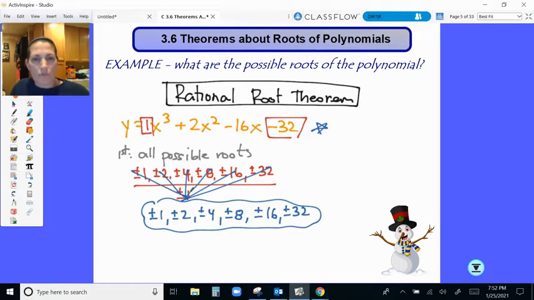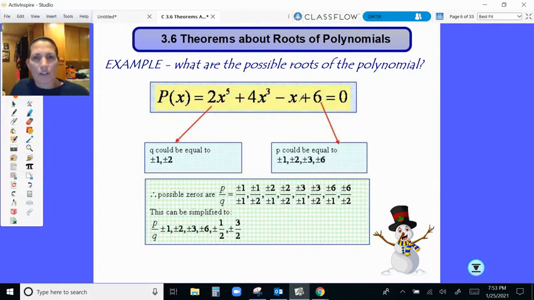Factors of 1, of course, are just positive, negative 1. Then we take all the combinations. 1 divided by 1 is 1, 2 divided by 1 is 2, and so forth. So these are all of our possible roots right here. 1, 2, 4, 8, 16, and 32, all positive and negative. So we have what? 1, 2, 3, 4, 5, 6. So 12 possible solutions, right? Because it's positive and negative. And then we have to find out which one of those are our actual roots at some point, okay?